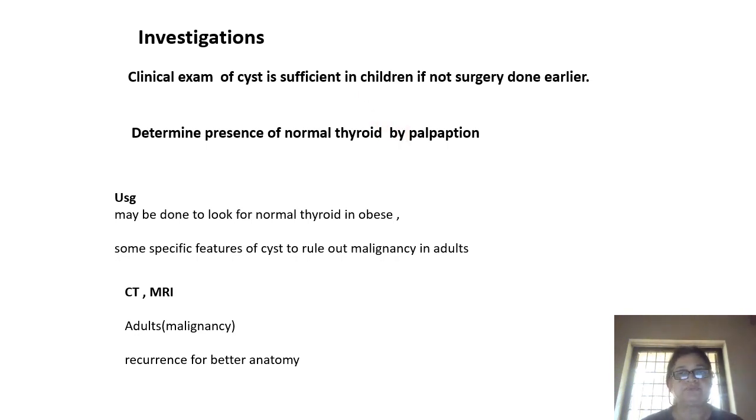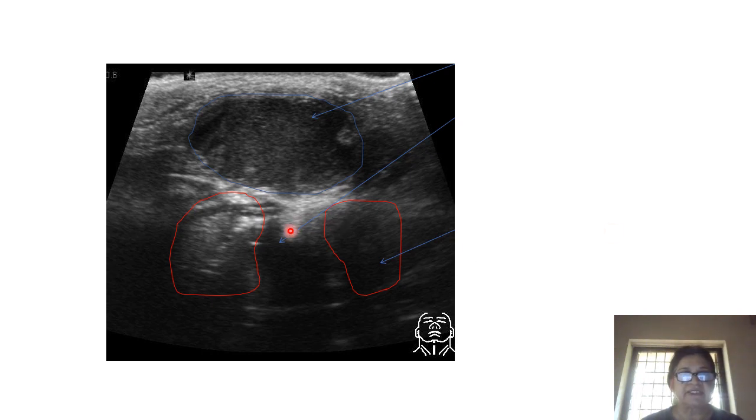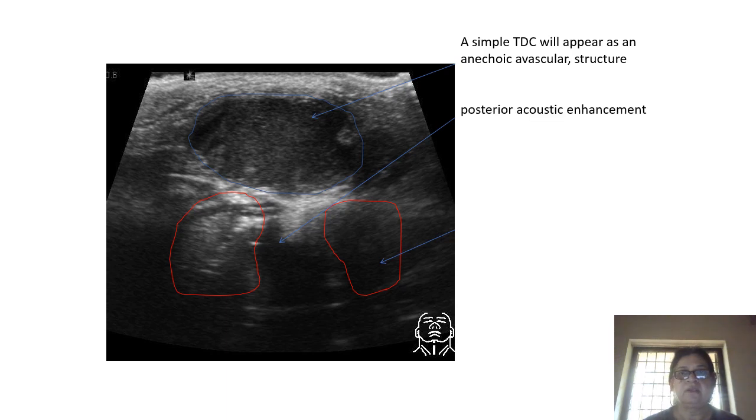So this is an ultrasound. These are the lobes of the thyroid and you have the cyst. So you found out they are normal lobes, nothing wrong there. The thyroid is very much there with normal lobes, and you have a cyst here. It will appear as an anechoic area with posterior acoustic enhancement. See, this is the posterior acoustic enhancement.